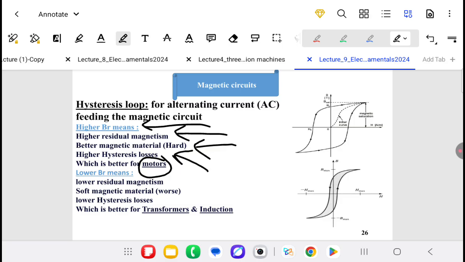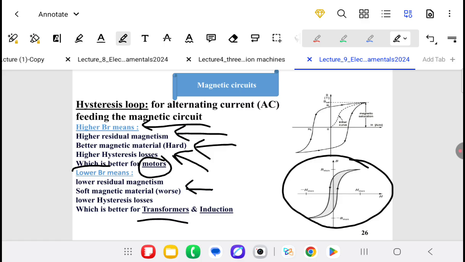For the second curve, we have a lower B residual, where the area under the curve is smaller. These materials are called soft magnetic materials. We have lower hysteresis losses, which is the area under the curve. For applications needing lower residual magnetism, these are suitable, like transformers, induction furnaces or induction machines.